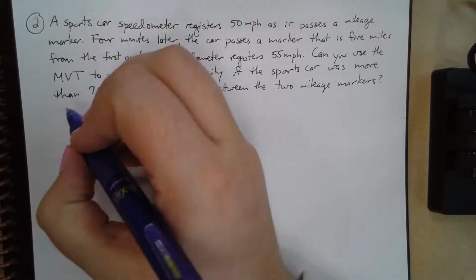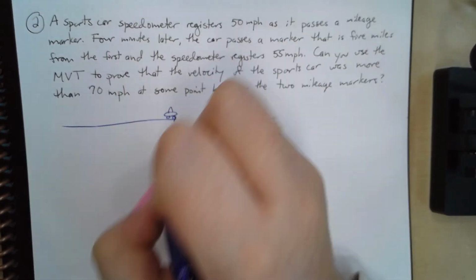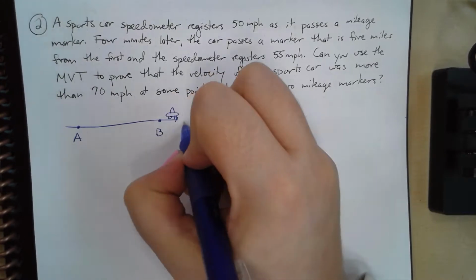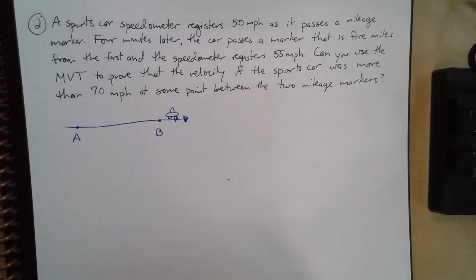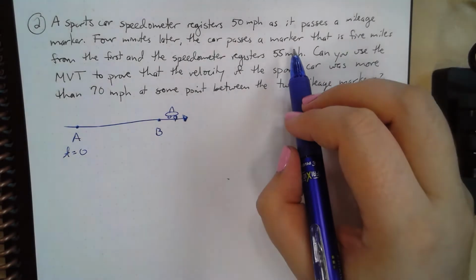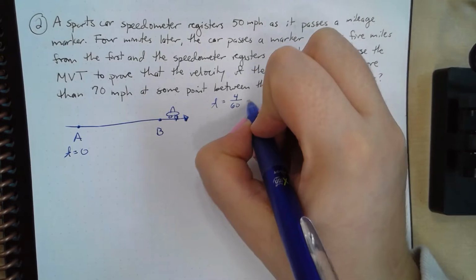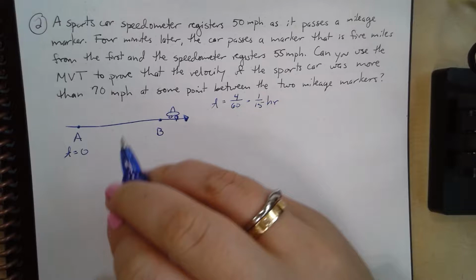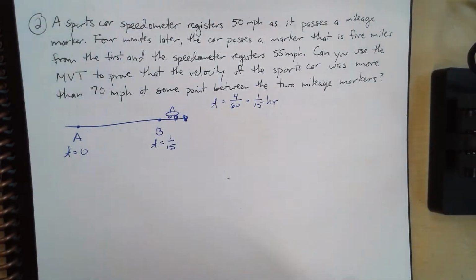Okay, so let's say here's our car, it's going fast. And we've got our first mileage marker here at point A, and our second mileage marker here at point B. We're going in that direction, right? So t here is equal to 0. And then 4 minutes later, t is going to be equal to 4 over 60, which is 1/15 of an hour, because we're talking about miles per hour here, so we want this to be in hours. So here, t is equal to 1/15. Okay? So far, so good?